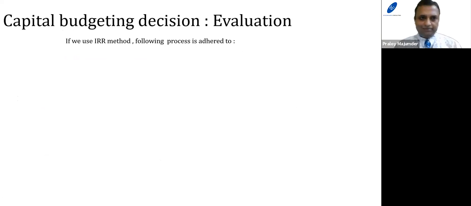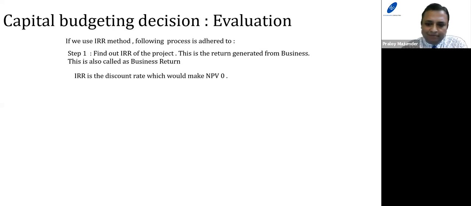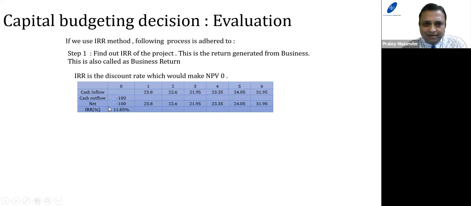Now, how do you evaluate? As we have mentioned, we can use either the IRR method or the NPV method. If we use the IRR method, then the following process is to be adhered to. Number 1, find out the IRR of the project, as we have already discussed. Always remember, IRR is the business return generated from investment. How do you calculate IRR? It is the discount rate that makes the NPV 0, that is, the net present value 0. But in Excel, you can calculate the IRR immediately. So IRR is 11.85%.